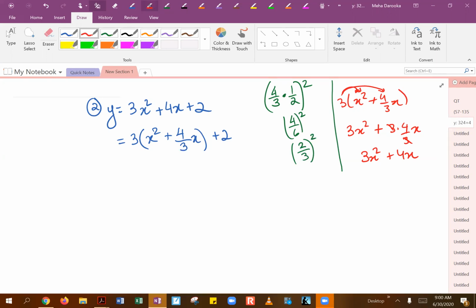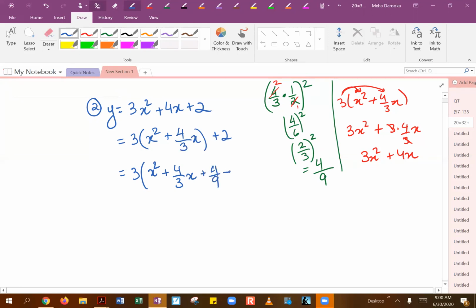The other thing you could have done is 2 goes into itself once, 2 goes into 4 twice, and you could have reduced it into 2/3 at that stage also. So whatever you're comfortable with. But once you reduce your fraction, go ahead and square it. And of course, we will end up with 2 squared, which is 4, 3 squared, which is 9. So this is the term we will need to add and remember subtract from our parentheses. So x squared plus 4/3 x plus 4/9 minus 4/9, and then that plus 2 on the outside.